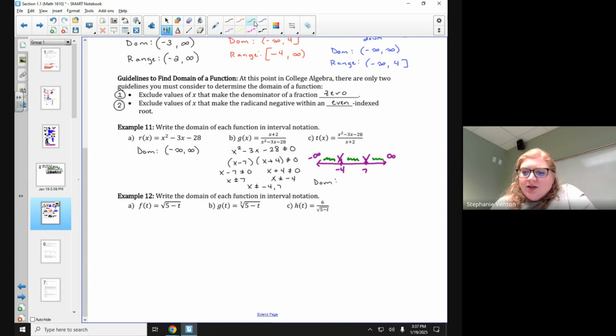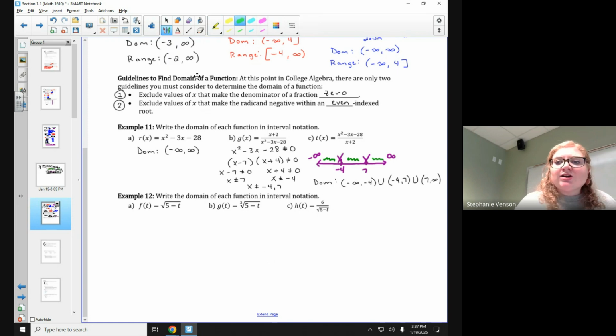Our domain is the first section, -infinity to -4, in union with, that's how we join the sections, the second section, -4 to 7, in union with the third section, which is 7 to infinity. Okay, so let me get my highlighter out. But this is your domain for part A, and this is your domain for part B.